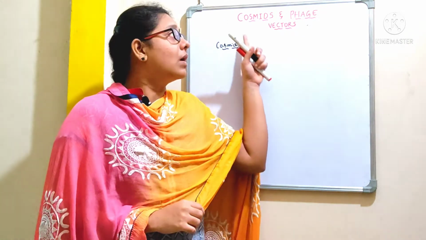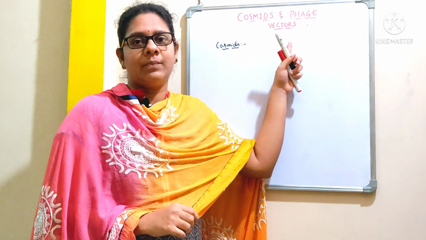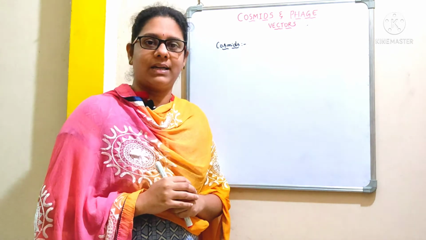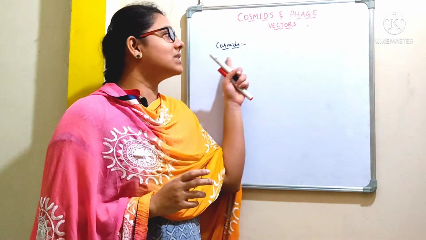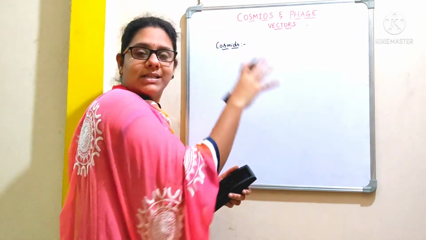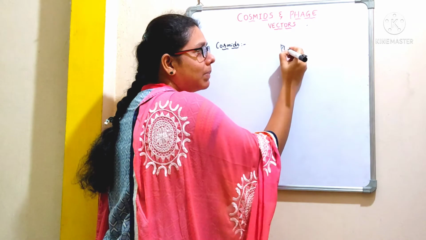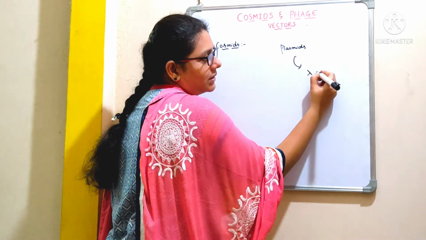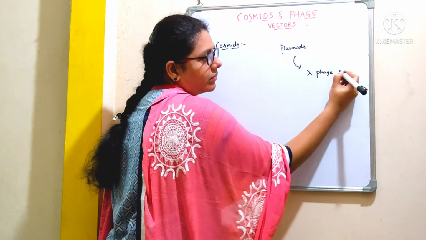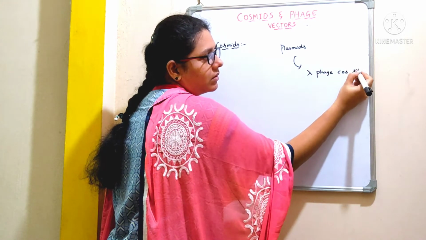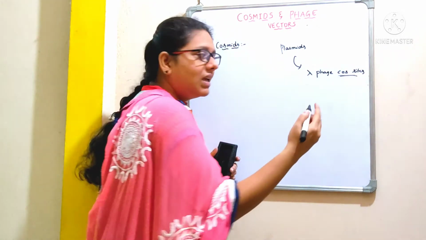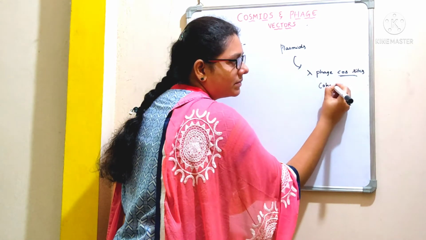In continuation with my previous video, in this video let us discuss the other two cloning vectors, that is Cosmids and Phage vectors. The target host organism for both these vectors is bacteria. Now first let us discuss Cosmids. These Cosmids are nothing but plasmids with lambda phage cos sites. These cos sites are nothing but the cohesive ends.